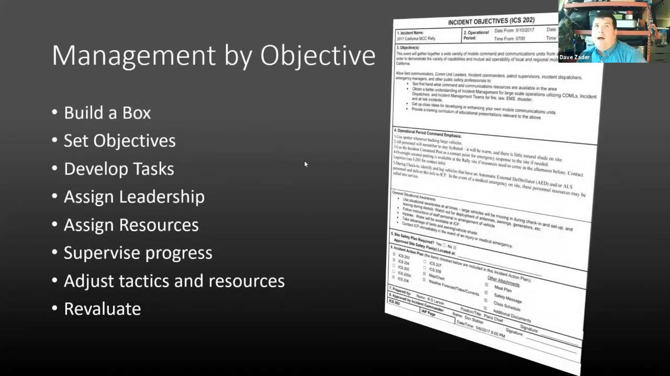The way we go about this is called management by objective. Typically, most firefighters when they are first on scene of a fire want to do what we call build a box. Then we set objectives after we've done that, develop tasks and assign leadership and resources. Then we kind of work through our process. That can be a very time-consuming process in order to get all the information that you need.